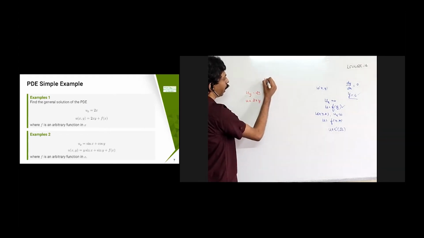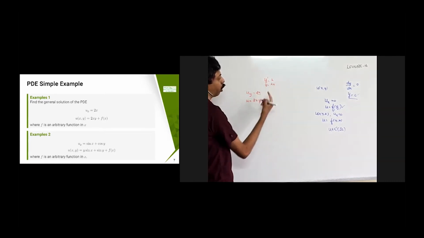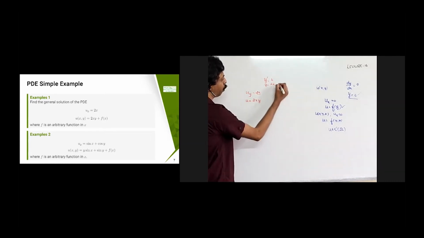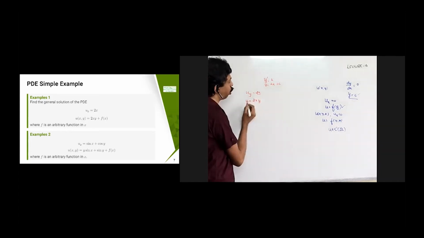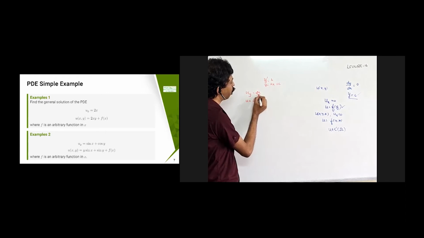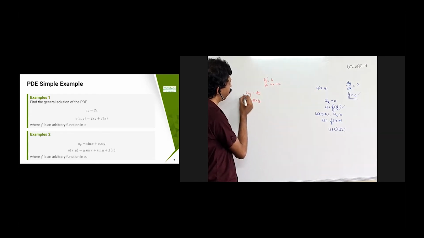This is something like: y dash equal to k means y equal to kx, plus some more constant, let's say c. In the same way here, uy equal to 2x means u equal to 2xy plus a constant, since with respect to y, 2x is constant. Therefore, I can treat it as du by dy, something similar to that. Not exactly, but I am just treating it as du by dy equal to 2x.